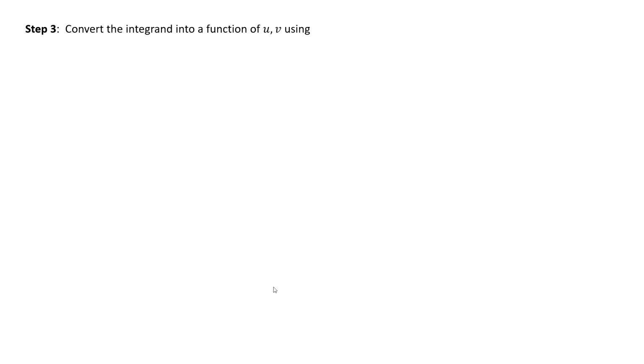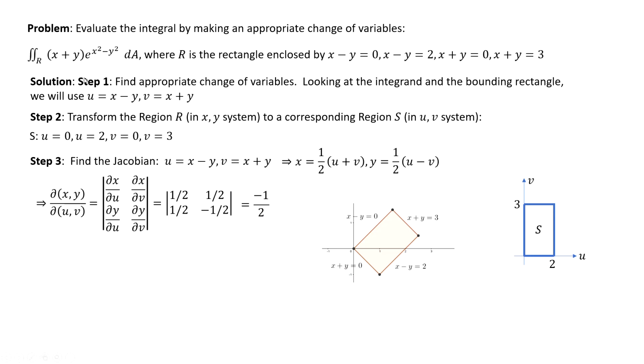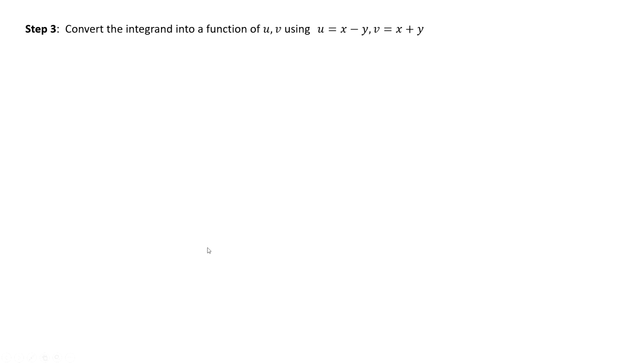Okay. All right. Convert the integrand. Is that straightforward? x plus y we're going to replace with v. e to the x squared minus y squared: x squared minus y squared is x plus y times x minus y, so that would be u times v. So basically v e to the uv. Would you agree?